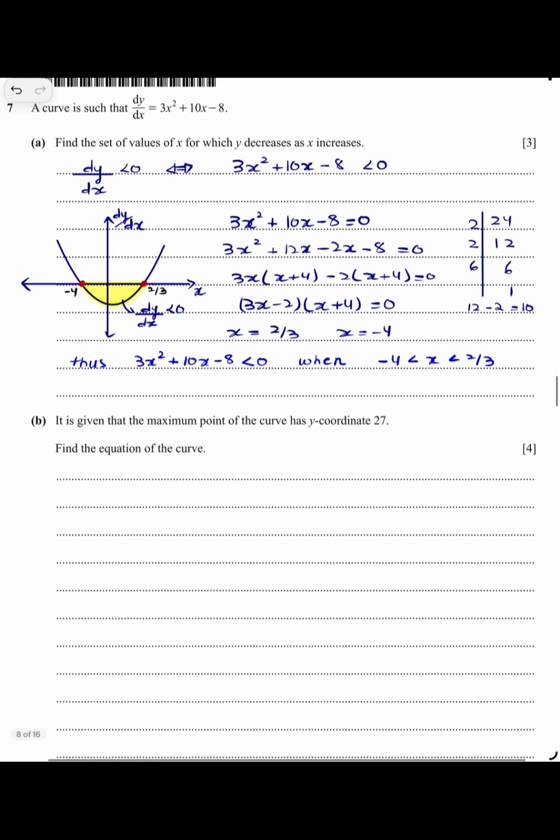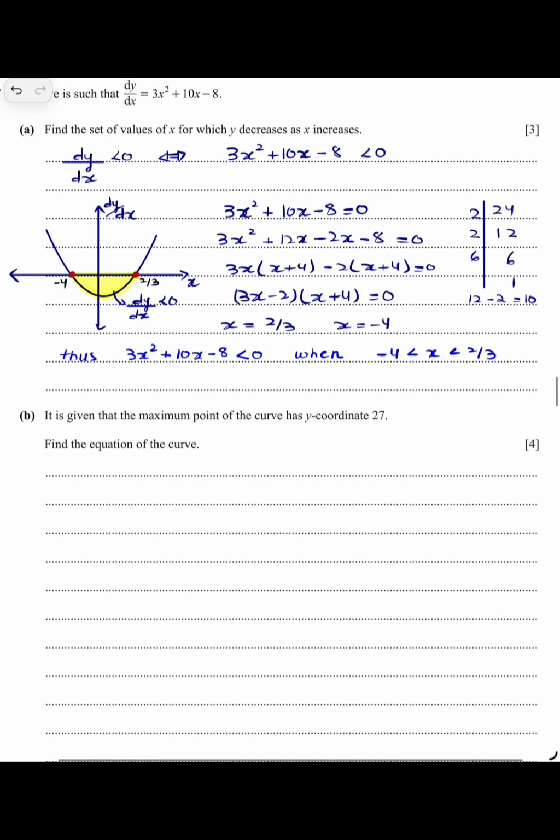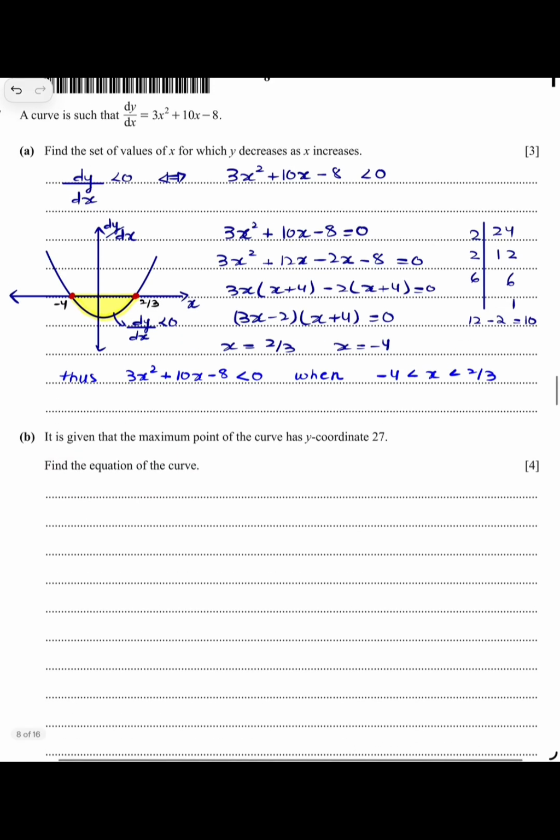वो कह रहे हैं it is given that the maximum point of the curve has y coordinate 27. ओके, यहाँ हम कंप्लीटिंग स्क्वायर भी कर सकते हैं, राइट? एंड हम मैक्सिमम पॉइंट को हम फाइंड करने के लिए, या फिर अच्छा वो कह रहे हैं फाइंड द इक्वेशन ऑफ द कर्व. तो इक्वेशन के लिए तो हमें इंटीग्रेट करना चाहिए.